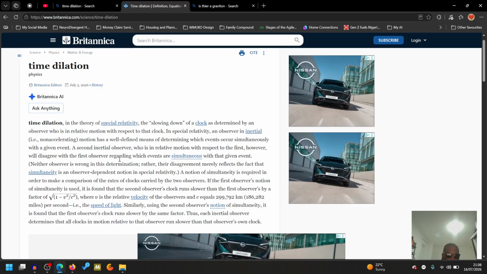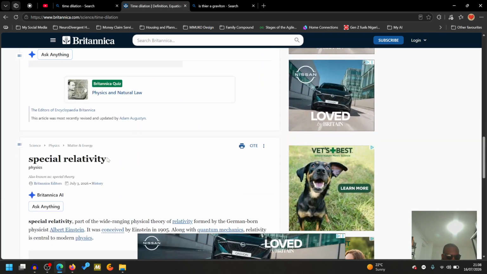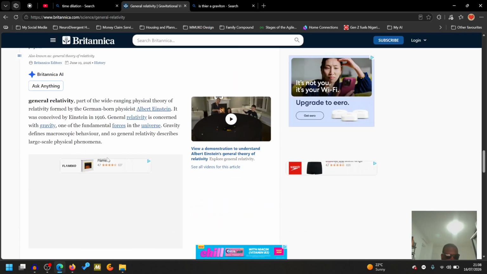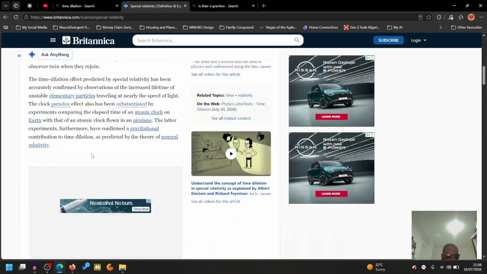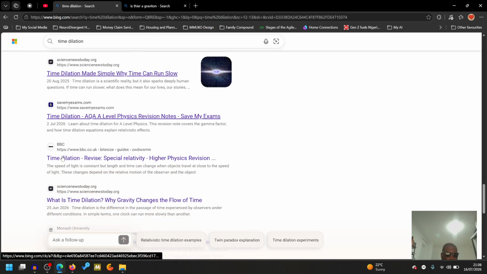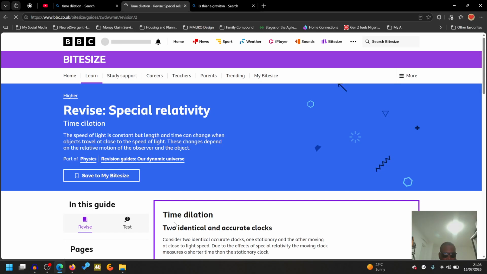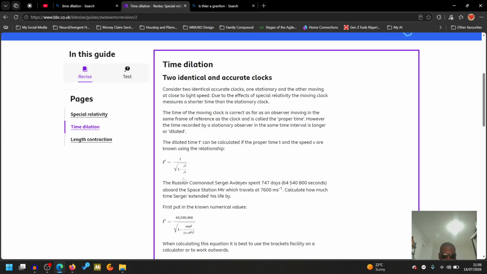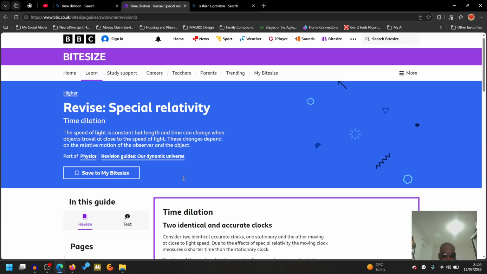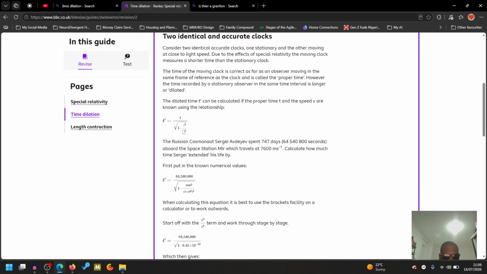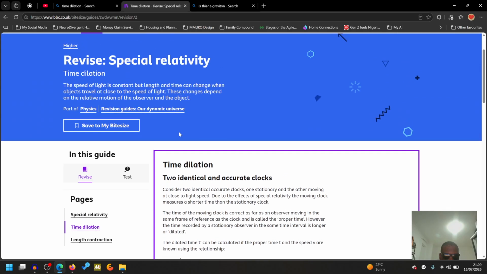And we have time dilation. It's special relativity. Two identical clocks: T prime equals T divided by the square root of 1 minus v squared over c squared.